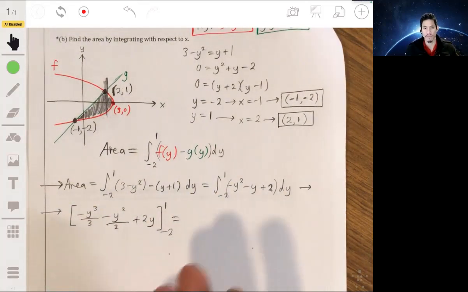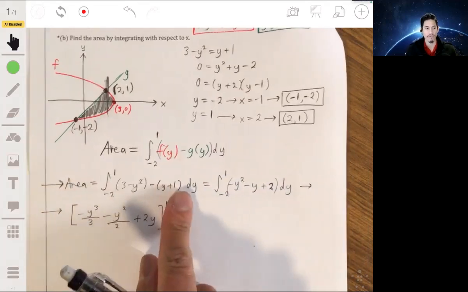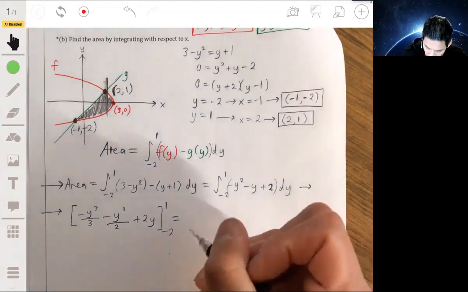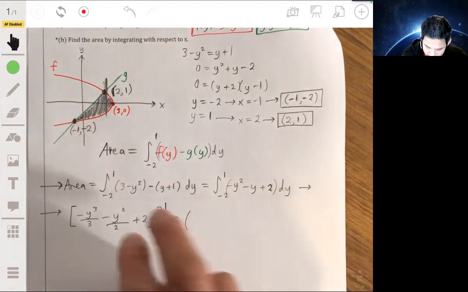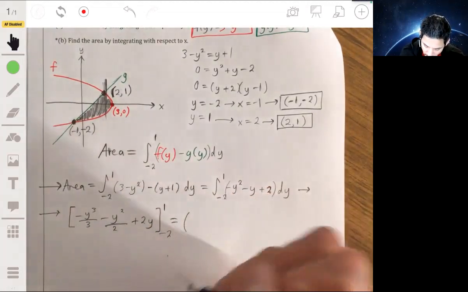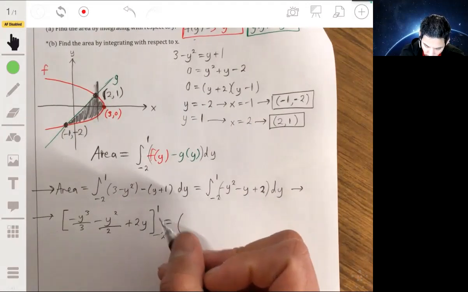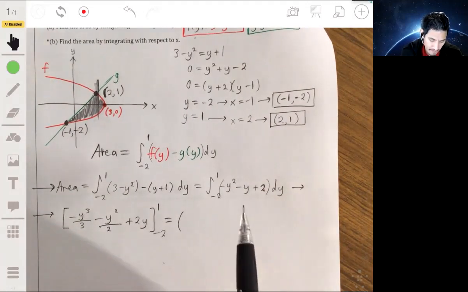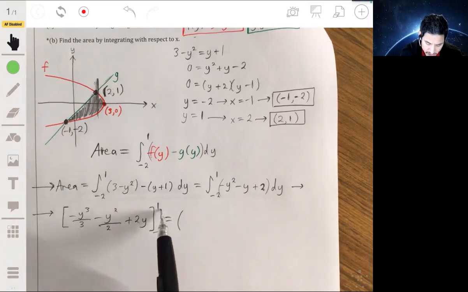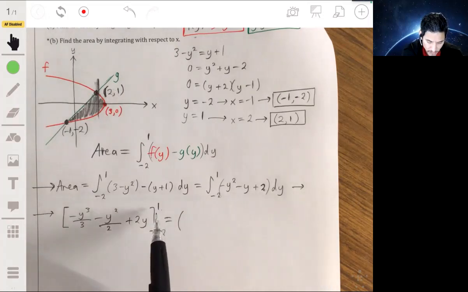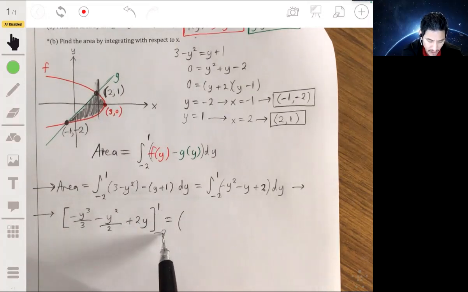It's just an algebra problem. But once you set the integral properly, the rest is nothing new from what you've been doing the last couple chapters. Let's just make sure we don't mess up, because it's annoying to mess up on the algebra part. So we plug in the 1 still, that's your b, and then plug in the -2.